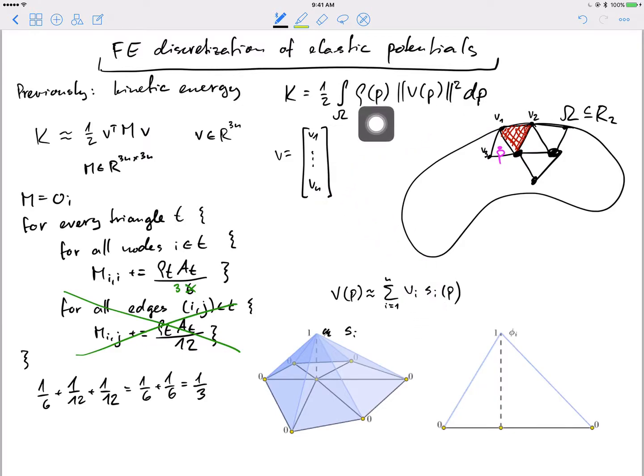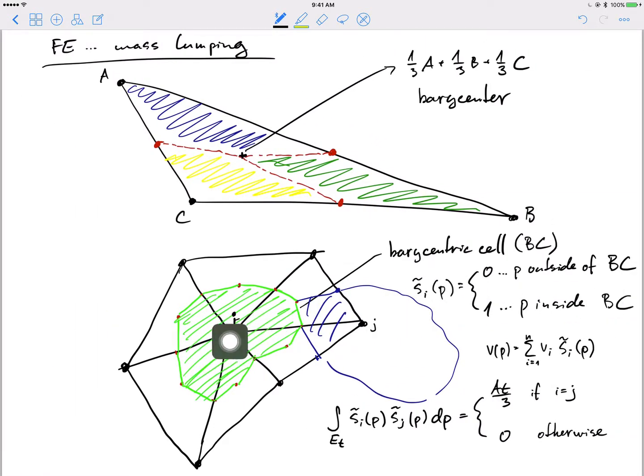Because unlike the kinetic energy, there are no derivatives in here. The elastic potential will depend on some derivatives of the positions. Okay, we'll need to differentiate. Well, and that's kind of a problem, right? Because if this is piecewise constant, then its derivative is almost everywhere 0. Okay, so that's not very good.